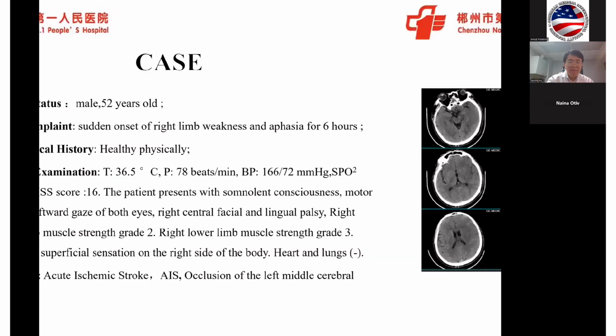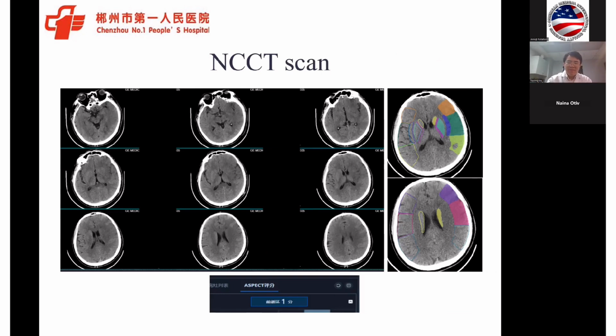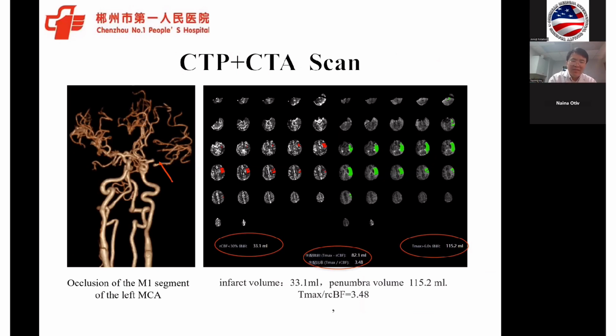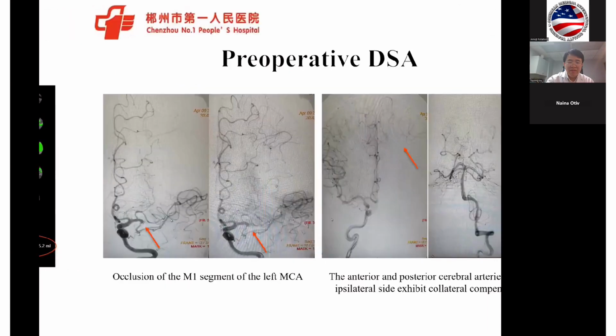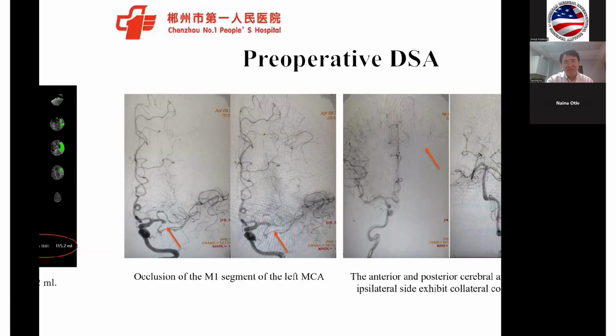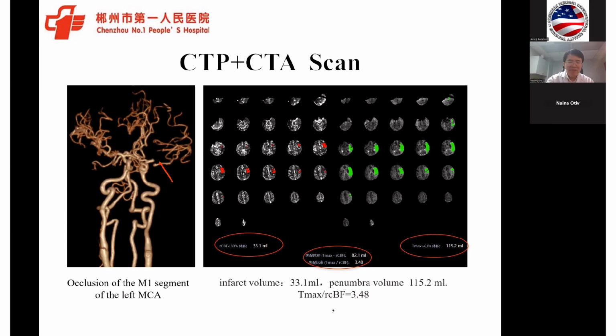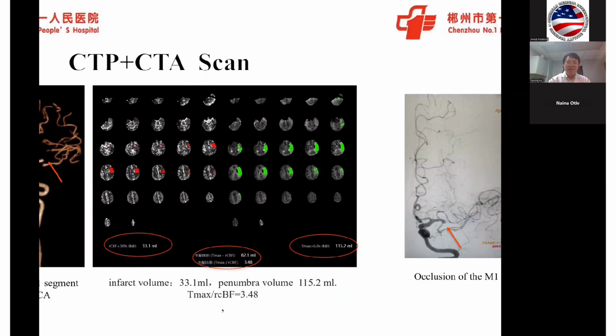This is the CT scan. The ASPECTS score is very good, with 9. And this here is the CTP and the CTA scan. We can find the occlusion of the M1 segment of the left MCA, and the infarct volume is very little, only 33 milliliters, and the penumbral volume is very big. So it meets the mechanical thrombectomy criteria.